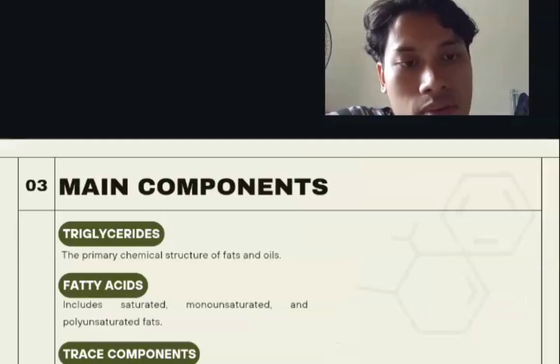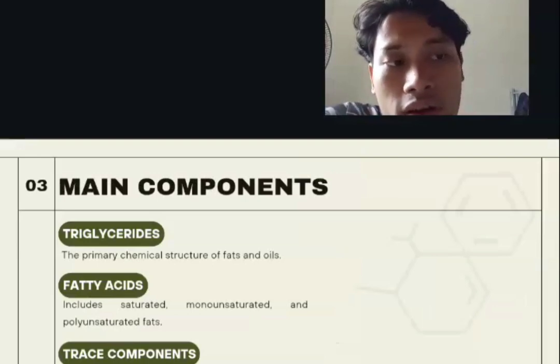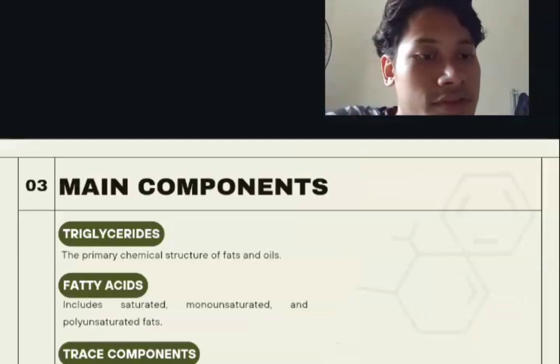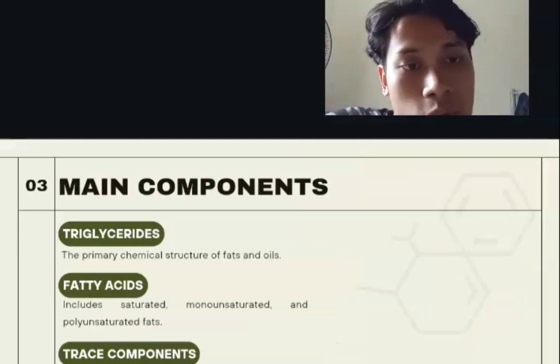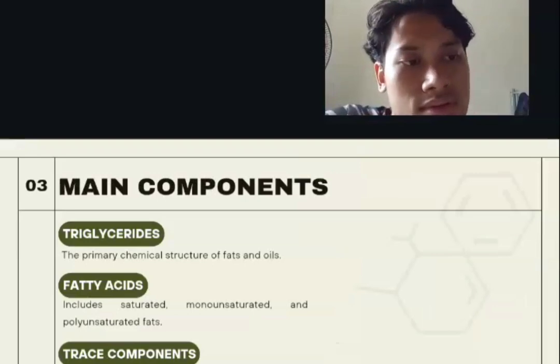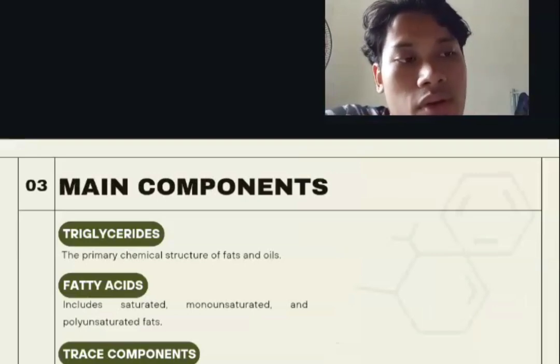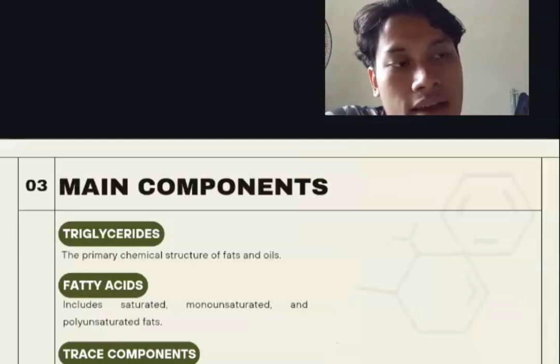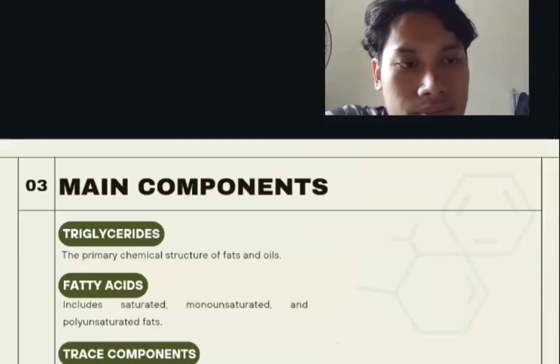And for the monounsaturated fatty acids, we can find them in olive oil and canola oil. These fats are healthy and can withstand moderate cooking temperatures. Meanwhile, for the polyunsaturated fatty acids, we can find them in sunflower oil or even soybean oil. They are good for heart health, but can degrade easily at high heat.